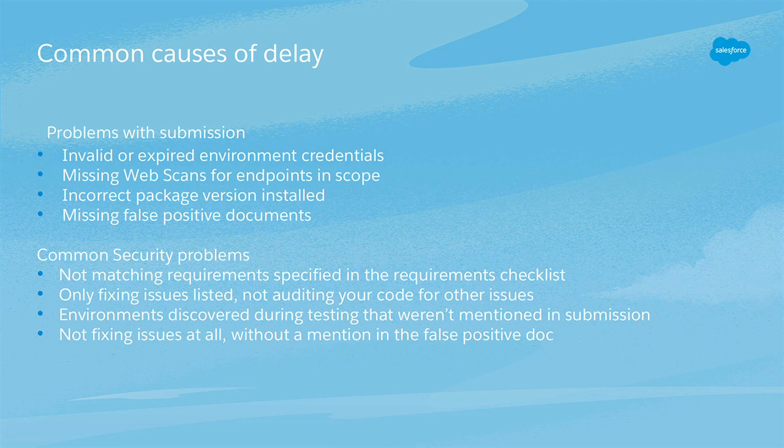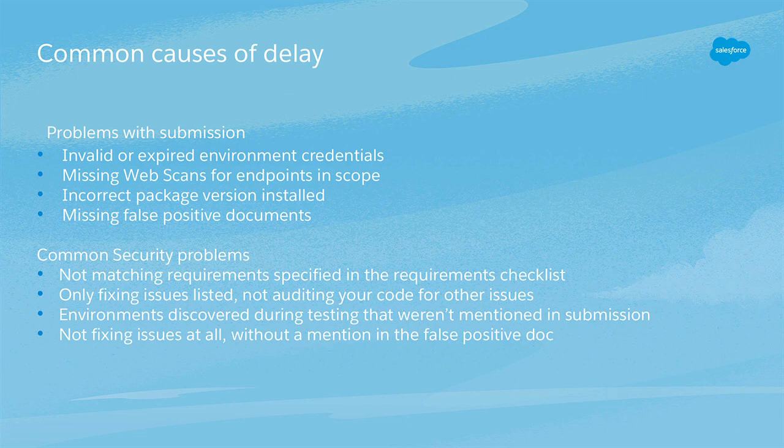Now, what are the common security problems? Not the submission issues. If you get a result back, make sure that all of those issues are actually fixed. Make sure that you've reviewed our requirements checklist ahead of time. Now, our reviewers go for breadth, not depth. If you have 100,000 lines of Apex code, we're not going to look at every line of those 100,000 lines. We're going to do the best we can with the time we have.